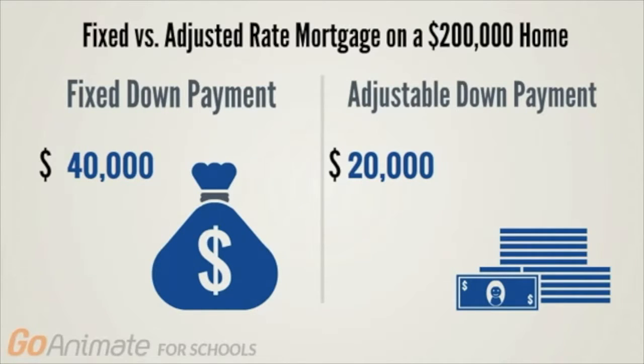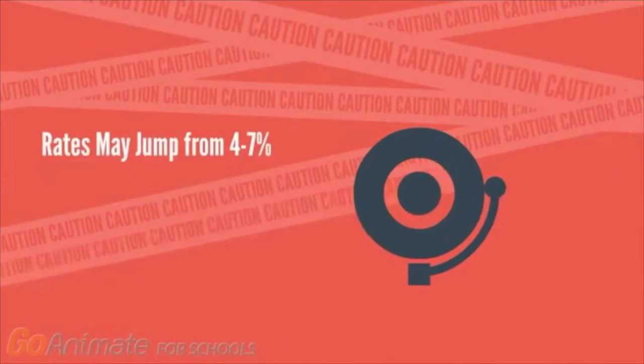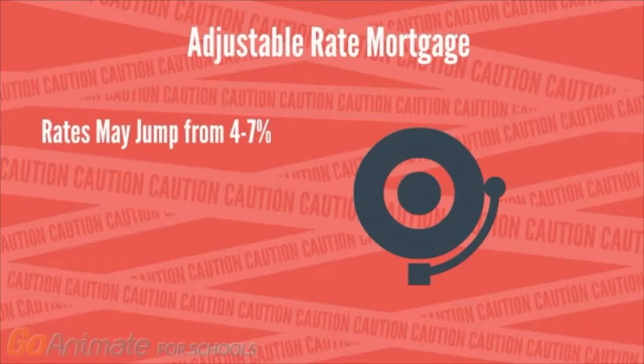But there is a fear that at the end of that term, whatever that term is, rates will jump up from 4% maybe to 6% or 7%, which would make a huge difference in your monthly payment. So you have to be careful if you look at a fixed rate mortgage versus an adjustable rate mortgage. There are other types of mortgages.